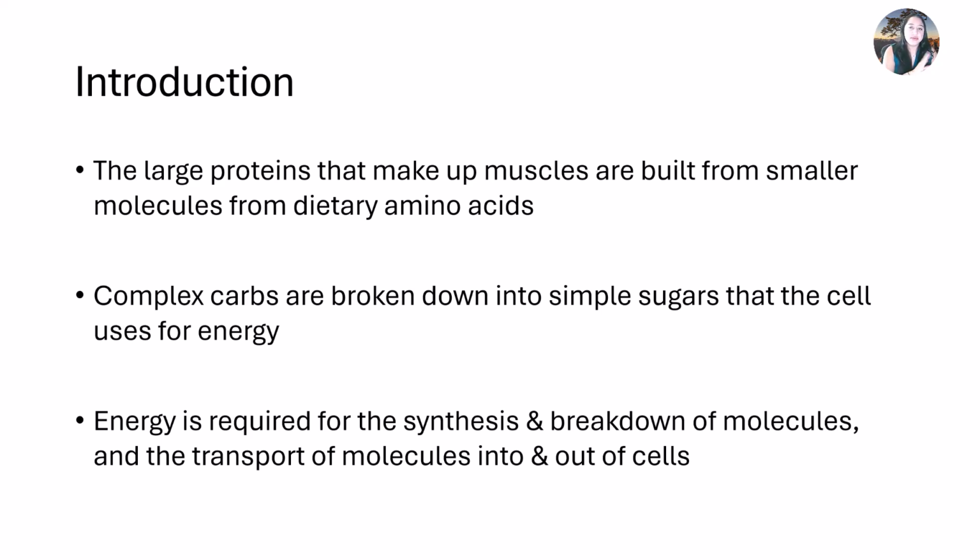So that's one kind of macromolecule. But the main one that we get energy from is carbohydrates. So complex carbohydrates are ones that are longer chains of those rings. And so those big longer chains, when we eat them, get broken down into the smaller rings that we call simple sugars. And that's what the cell uses for energy. It breaks down those simple sugars in this process that we're going to talk about today.